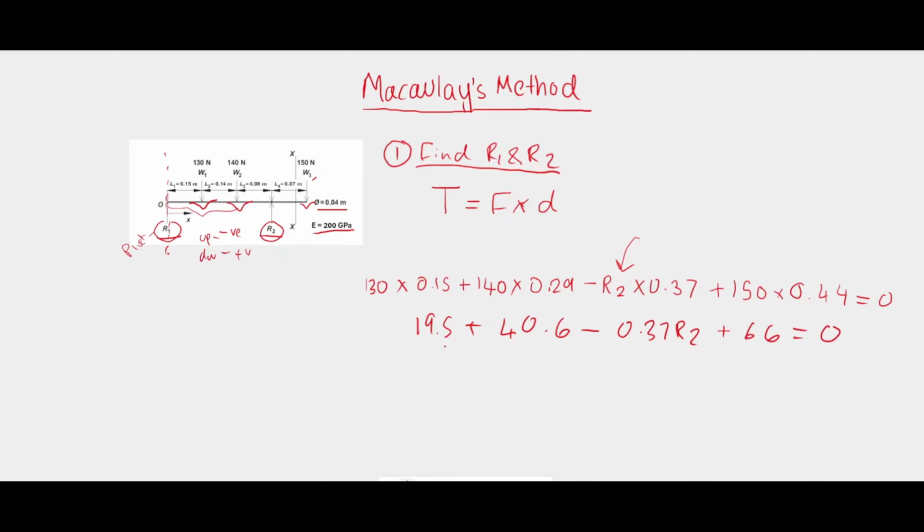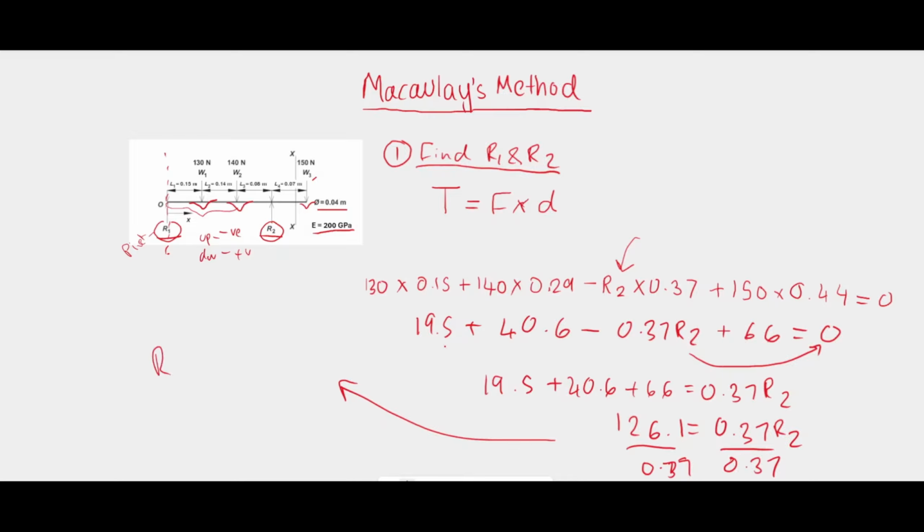Since R2 is an unknown variable, I'll take it to that side, and then I will get R2 on both sides. Finally, when I simplify this, I will get 126.1 is equal to 0.37 R2. I divide both sides by 0.37, and R2 is equal to 340.81 newtons. Now that we have R2, it'll be easier to find R1.